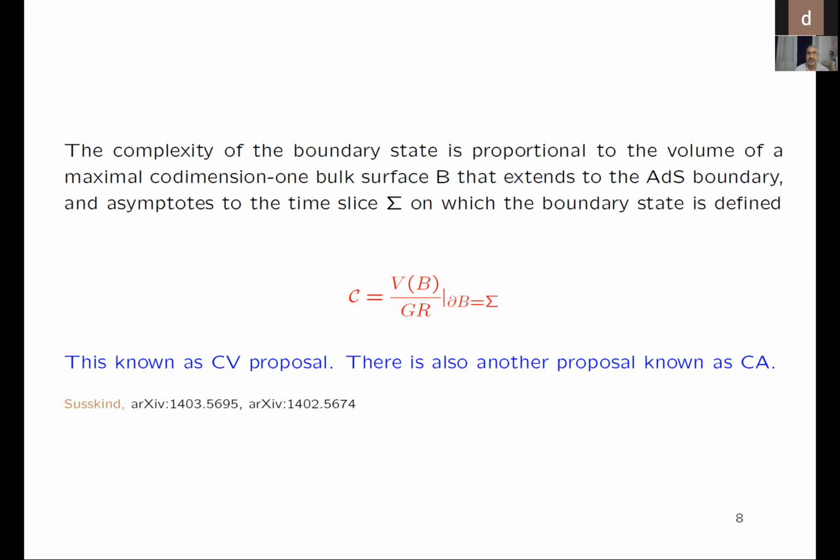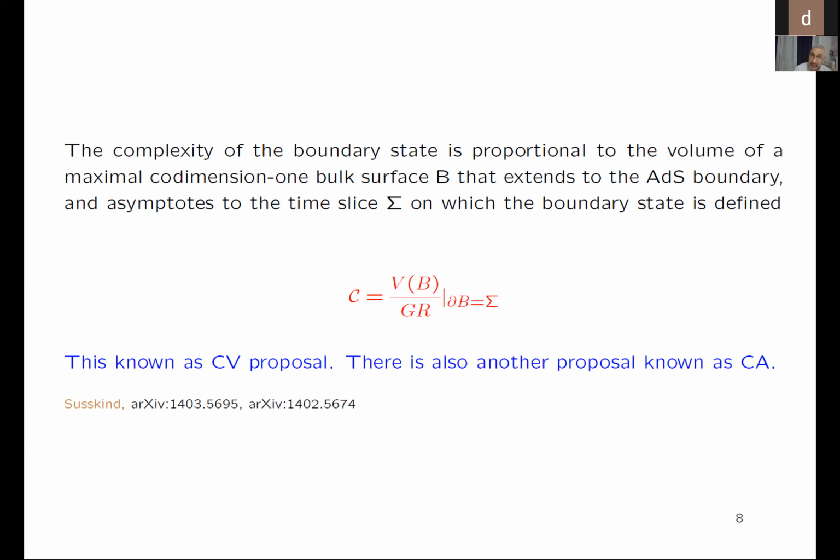Motivated by this observation, he defined something called complexity, which in the literature is known as complexity equals volume. It says that the complexity of the boundary state is proportional to the volume of the maximal codimension-one bulk surface that extends to the AdS boundary and is associated to the time slice Sigma on which the boundary state is defined. And this is the expression for the complexity. This is known as the CV proposal.